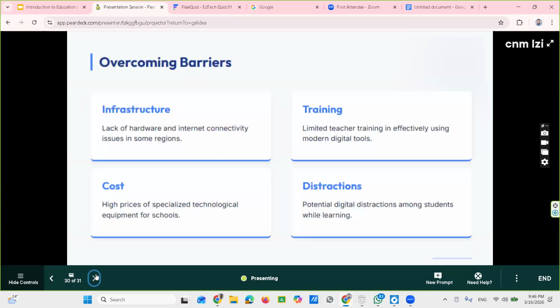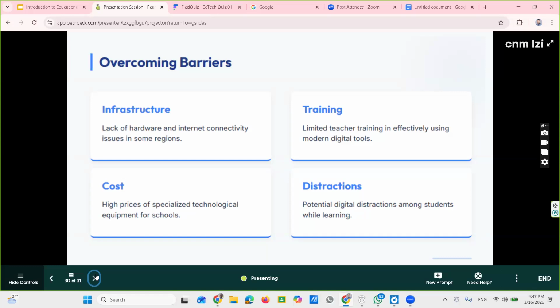Then barriers also. When we are using technology in the classroom, there are some barriers. We are still in a third world country, and these barriers exist island wide. Only some cities have the facilities, but most places around here in Sri Lanka have these barriers in infrastructure: no facilities, hardware, and internet connectivity issues.